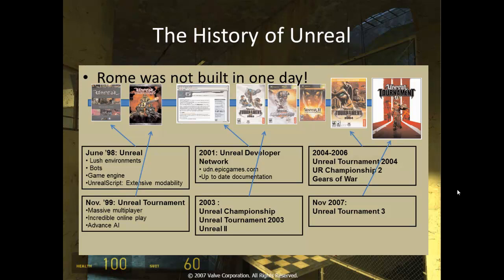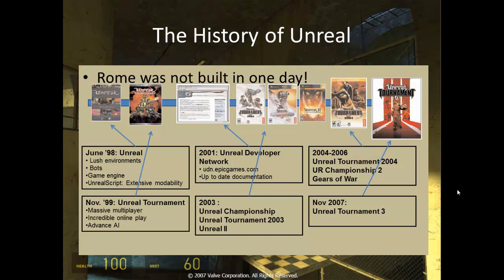A few years later, in 2001, the online community became so pervasive and so much involved with developing and modifying contents for Unreal and using the Unreal Engine that Epic Games designed the Unreal Development Network and released the UDN, which is essentially the place that contributors would contribute code and materials to, and it gives you up-to-date documentation and information about the engine.